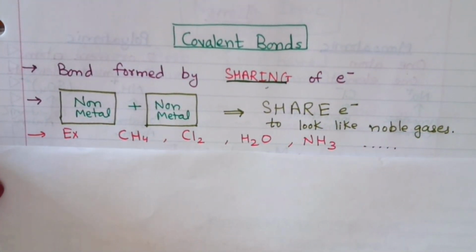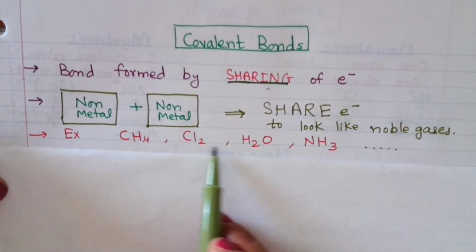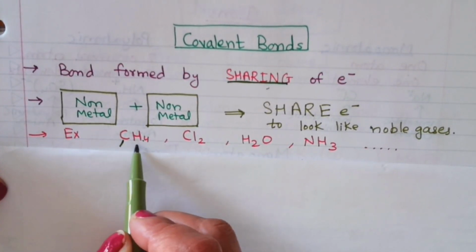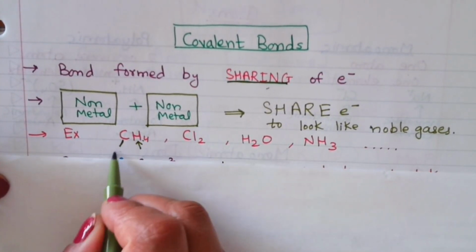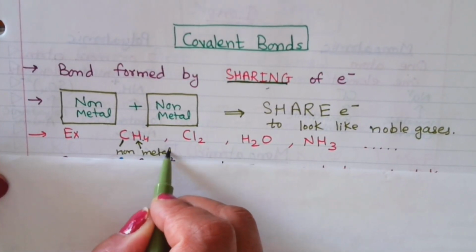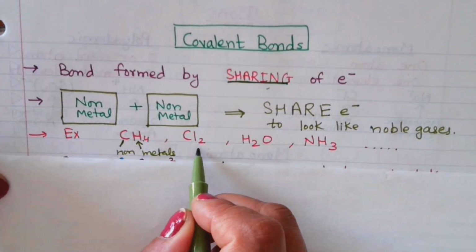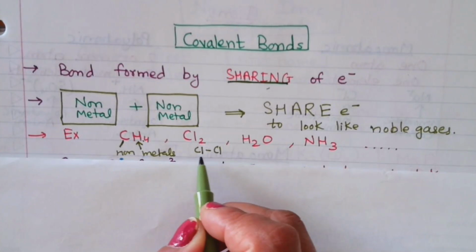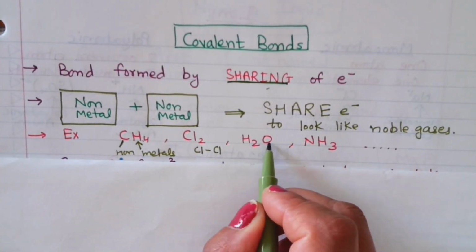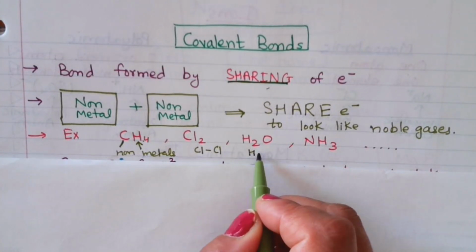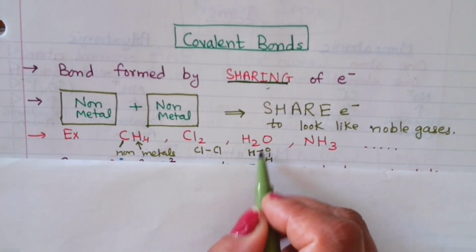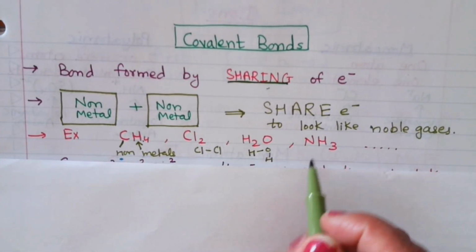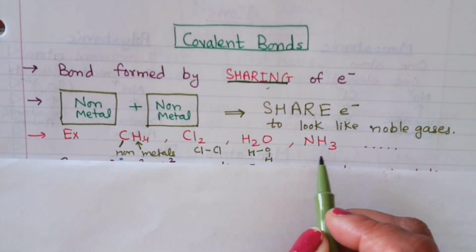Right? So examples are CH4, Cl2, H2O, ammonia, and so on. Now look, carbon is a non-metal and so is hydrogen. They both are non-metals. This is the bond formed between two chlorine atoms, chlorine and another chlorine. They both are again non-metals. Hydrogen and oxygen, they both are non-metals. So this is the bond we are talking about. Both the elements are non-metals, and hence it is a covalent bond.